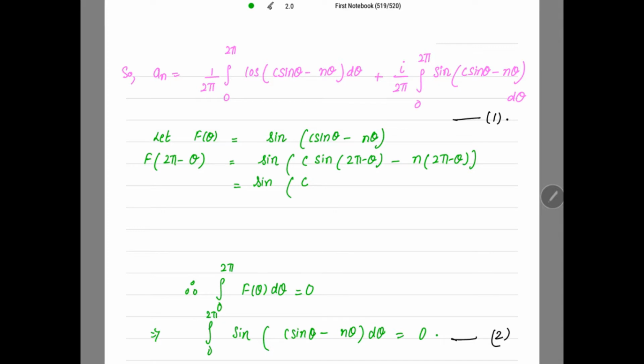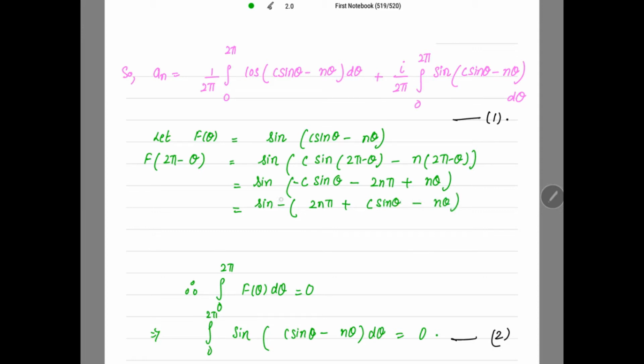So this is sine of c. What is sine of 2 pi minus theta? It is, yes, minus c sine theta. Very good. Because it is in the fourth quadrant, and in the fourth quadrant sine is negative. Minus 2n pi plus n theta. Right? So this is equal to sine of, I'm taking a minus as common, minus of 2n pi plus c sine theta minus n theta.